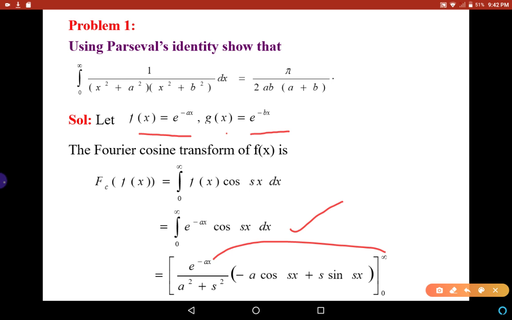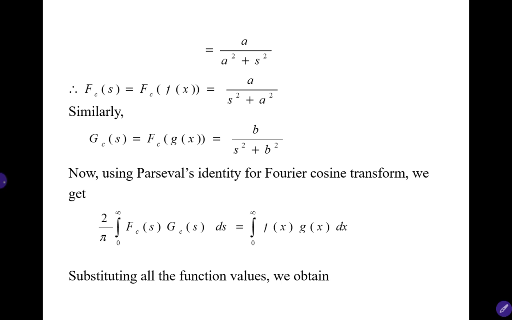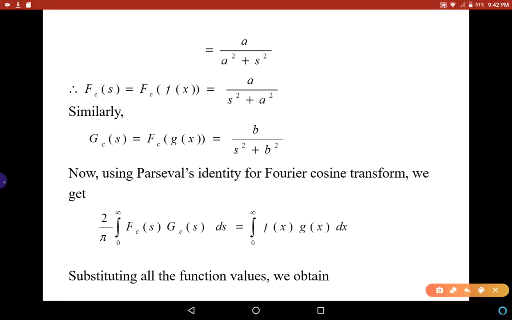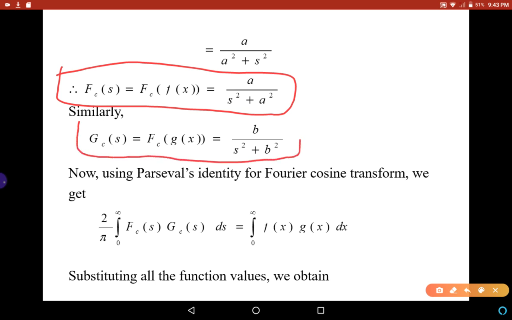So first term becomes 0 minus. Now if we substitute 0, we get e power 0 is 1 by (a square plus s square). Cos 0 is 1, so it is minus a, plus sin 0 is 0. So after substitution of limits, we remain with the term a by (s square plus a square). Therefore, Fourier cosine transform of f of x is given by a by (s square plus a square). Similarly, if we find Fourier cosine transform for g of x, we get Gc of s is equal to b by (s square plus b square).